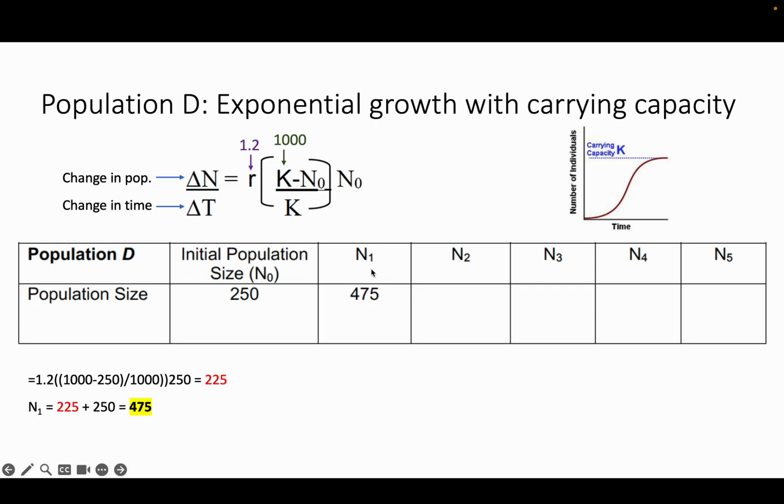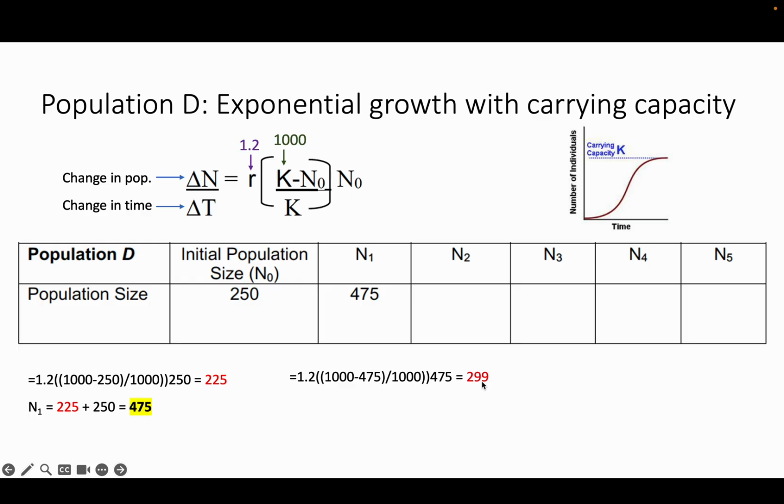So moving from N1 to N2, now we're going to plug in 475, N1, as our initial population. You're going to do the same thing. The carrying capacity is still 1,000 minus 475, whatever that is, divided by 1,000, times 1.2, times 475 now. Okay. And so when you do that, you're going to get 299.